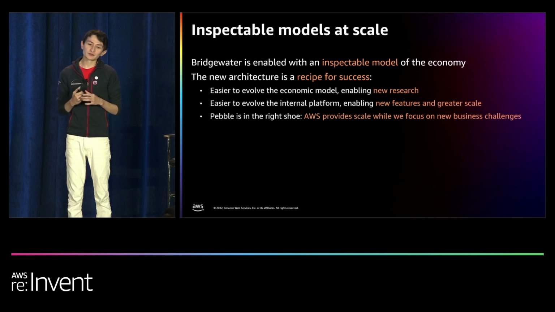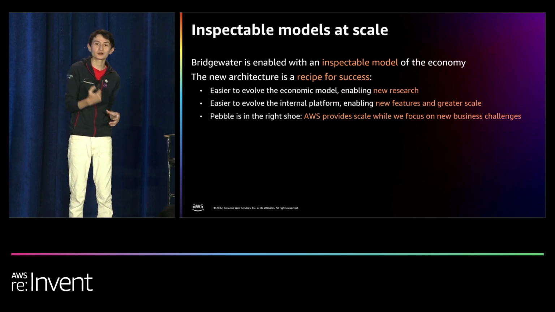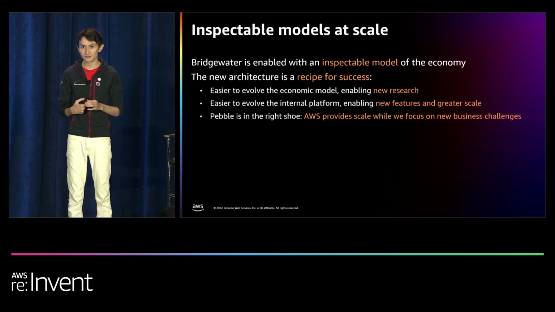So this inspectable model of the economy. As Robin mentioned, for the first time around, again, the second time around, we have a recipe for success. There's new research happening, new features and greater scale from our platform. We've done some decoupling, and that enables both the research teams and the engineering teams to just focus on their problems and not have to deal so much with the constraints by that coupled provenance system from the past.